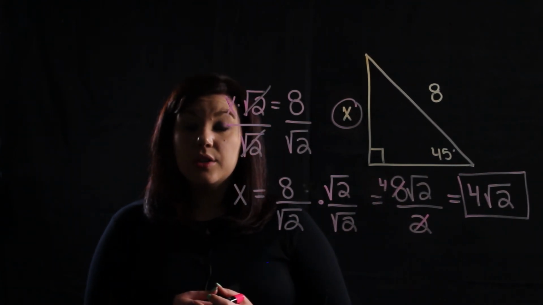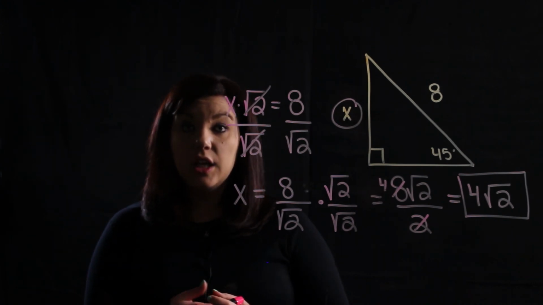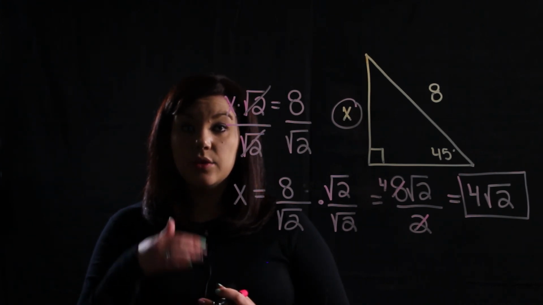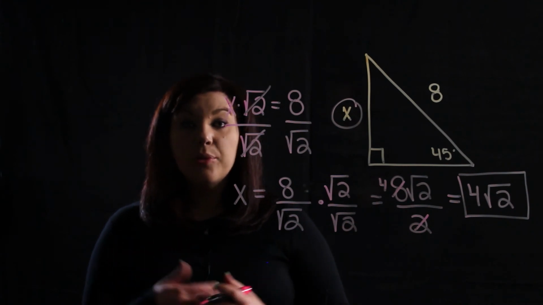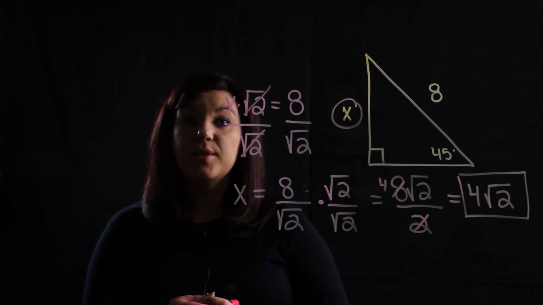These two special triangles are really important, our 45, 45, 90 and our 30, 60, 90. So you will want to memorize the ratio of those side lengths to help you solve all sorts of problems that we'll do this semester.